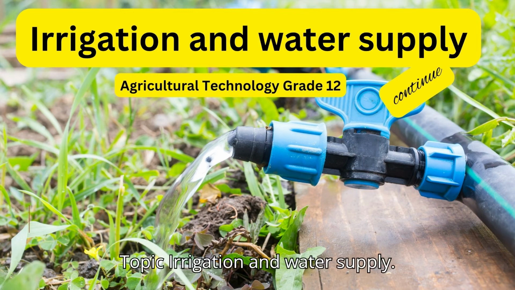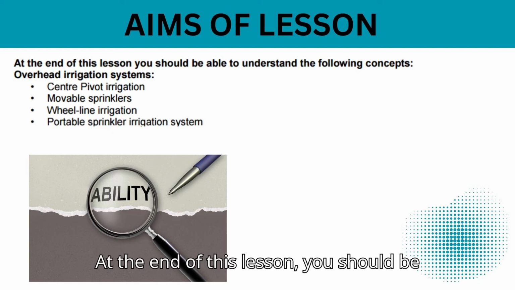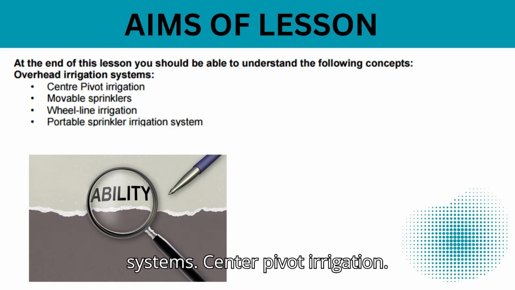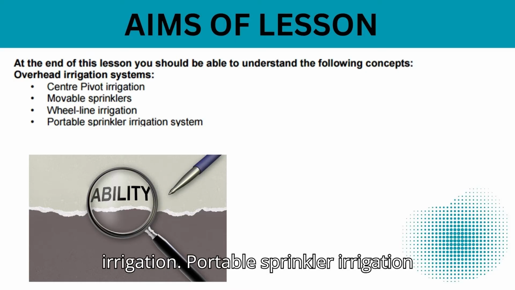Topic: Irrigation and water supply. At the end of this lesson you should be able to understand the following concepts: overhead irrigation systems, center pivot irrigation, movable sprinklers, wheel line irrigation, portable sprinkler irrigation system.